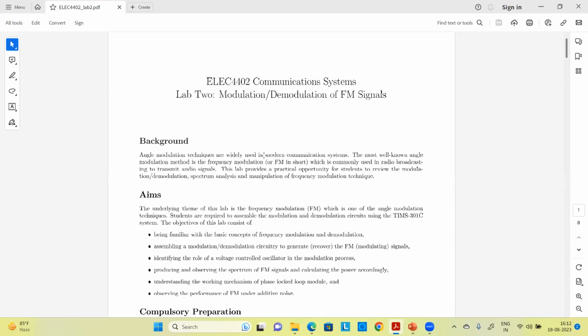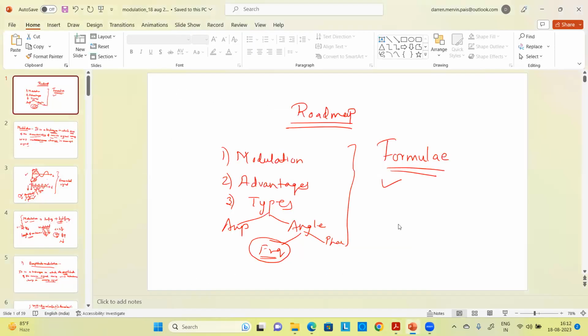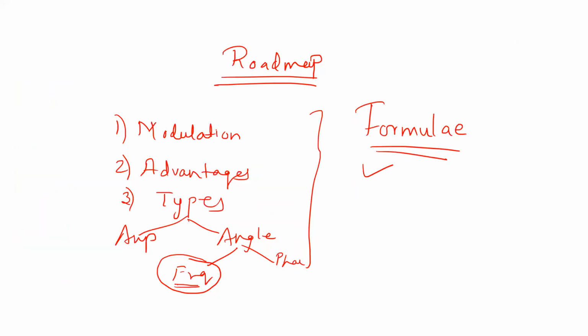So are we ready to revise this thing once? Yes, we're ready. Okay. So what is modulation, Jerry? Modulation is basically a technique in which one of the characteristics of a carrier signal varies with respect to the instantaneous change in the message signal. So what is the advantage of modulation?